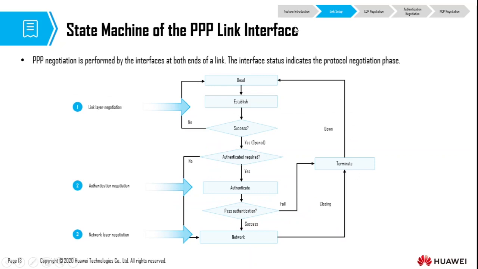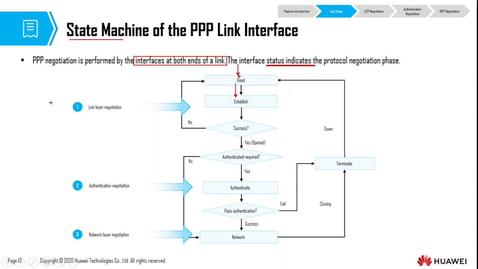Okay, so this is the state machine for the PPP link interface. PPP negotiation is performed by interfaces on both ends of the link. So we're going to see how the interface status indicates the protocol negotiation phase. Now, if you've not connected your device via PPP, then the interface status is dead. Otherwise, when you configure PPP between 2 peering devices, then the status transitions from dead to establish.